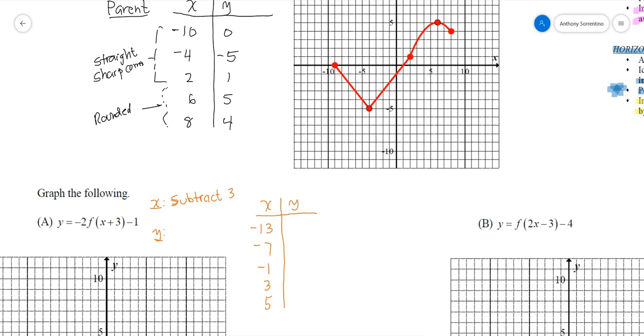The y coordinates are occurring with things outside the parentheses. I see a multiplication of -2. I see a subtraction of 1. That's what's going to happen to my y coordinates. It's going to happen in that order because that's the order of operations which I obey outside the parentheses. So my y's, I'm going to multiply by -2, then subtract 1.